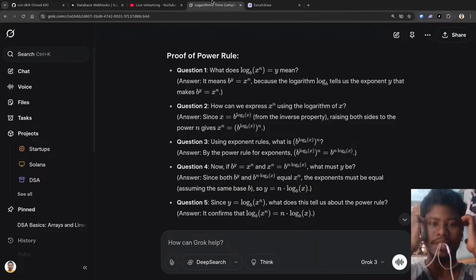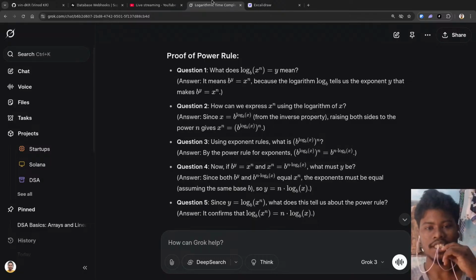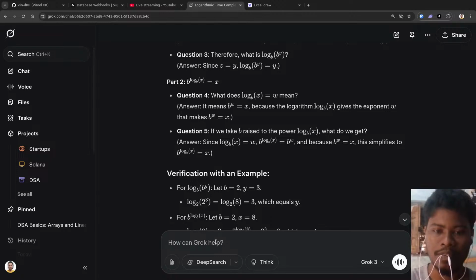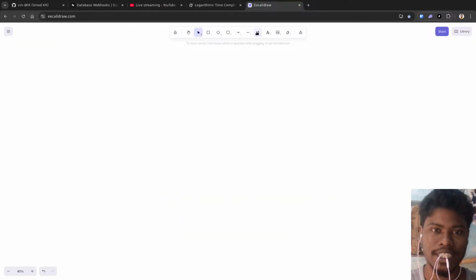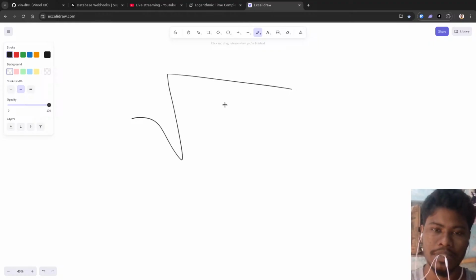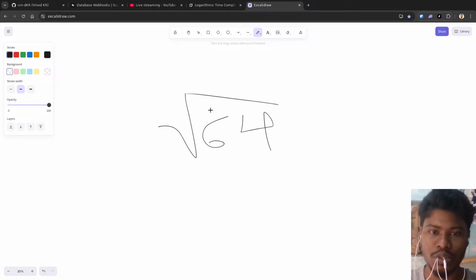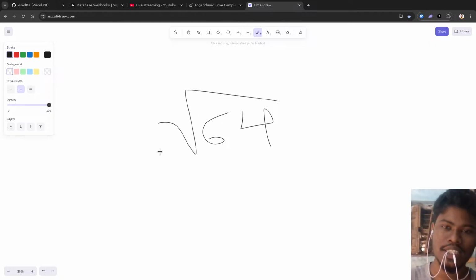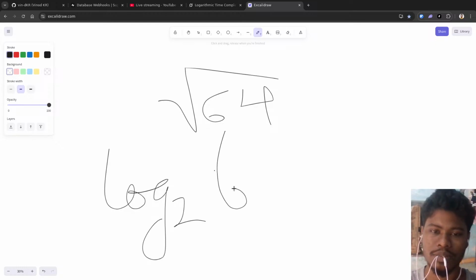So basically we learned in our junior classes in mathematics that we have root for something like 64. But when we are grown up, what has happened? We can write this here as log base 64.